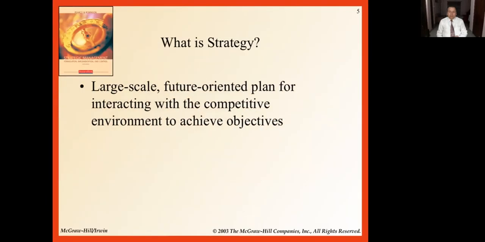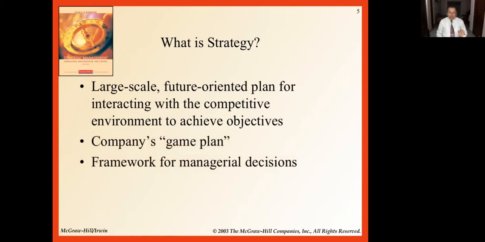Okay. So what is a strategy? You saw what is strategic management, but what is a strategy? It's a large-scale, future-oriented plan for interacting with the competitive environment to achieve objectives. Okay. Please remember, a large-scale, future-oriented plan for interacting with the competitive environment to achieve objectives. It is the company's game plan and is a framework for managerial decisions.